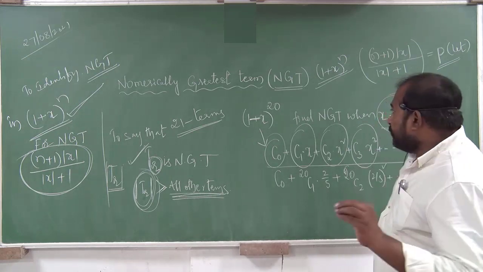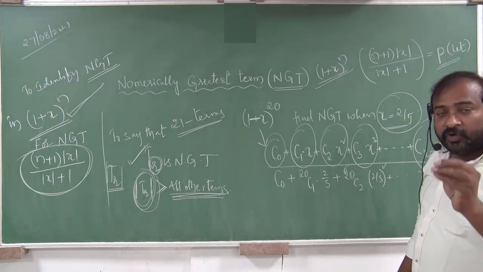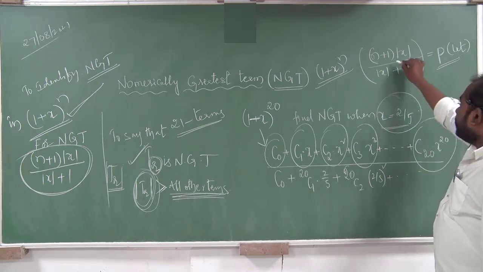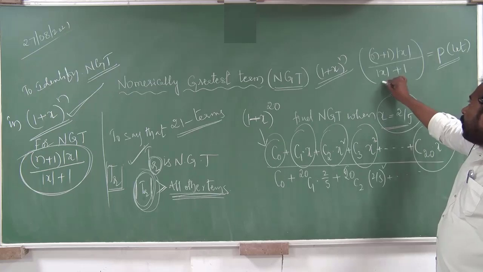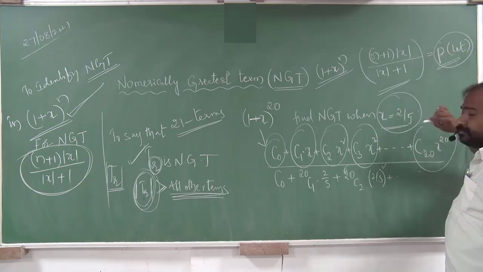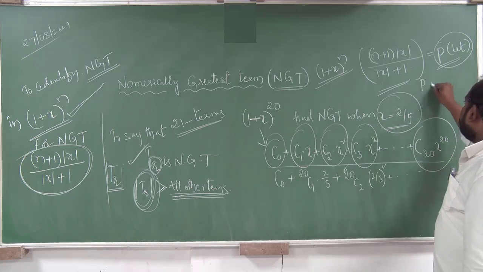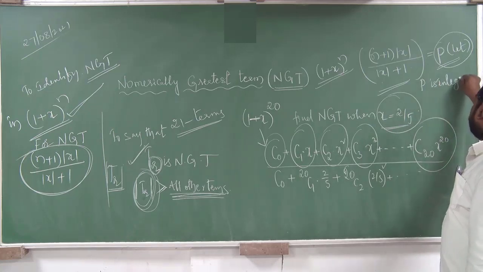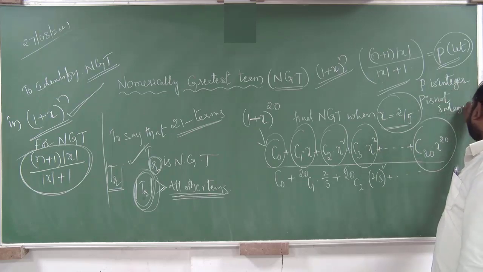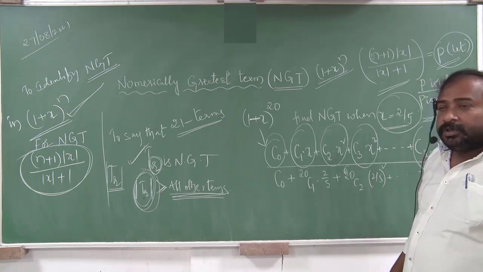In general, listen, all of you. To find the numerically greatest term, first our aim is to compute (n + 1) times |x| by (|x| + 1). Let this value be p. Then again there are two cases: maybe p is an integer, or p is not an integer. Either p is an integral value or p is not an integral value. Then how can you proceed?